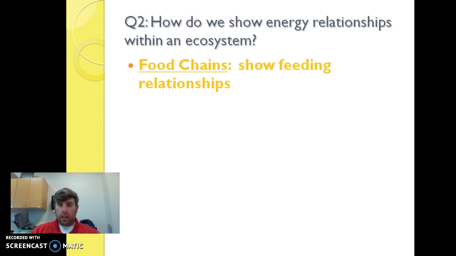But I want you to realize that a food chain is not a realistic representation of how it works. A food chain is just showing a progression from one level to another, but later on in the notes we're going to look at something that shows a more realistic relationship.